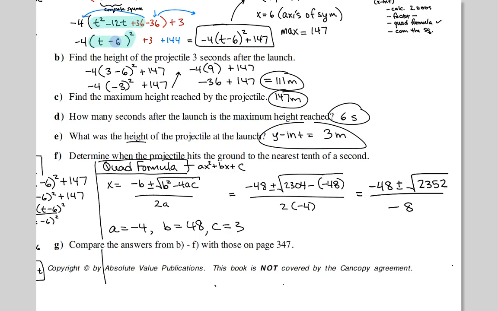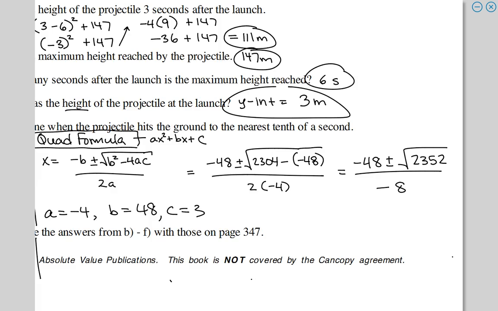Okay, how to punch that in the calculator? Invisible brackets, right? So do this. That 2352, I don't even want to mess with it. You could probably divide it by 4 and stuff, but don't worry about it. Okay, so type that into your calculator, hit answer, and then divide it by negative 8, okay? Those invisible brackets.